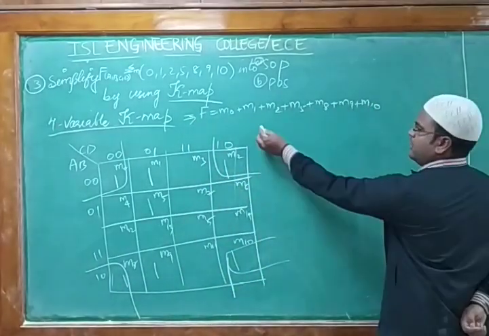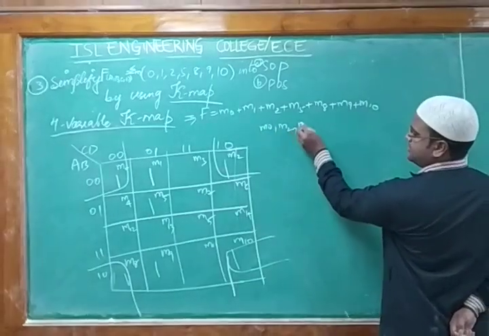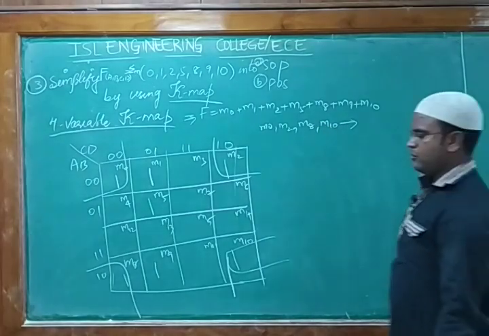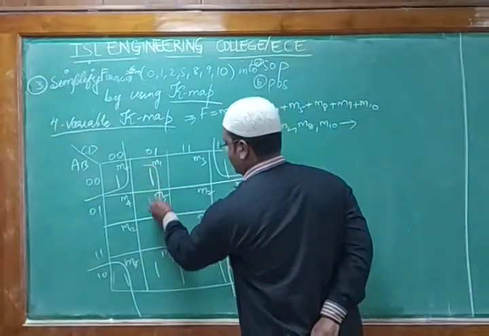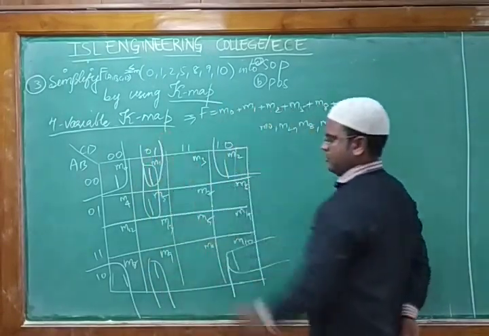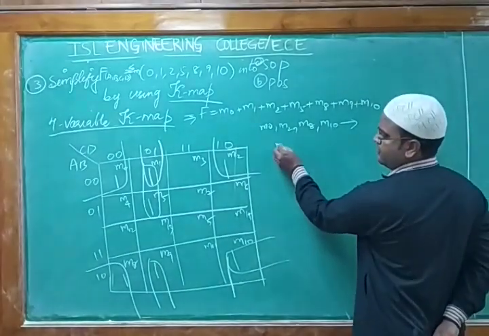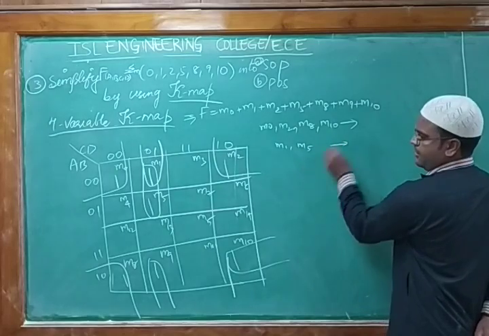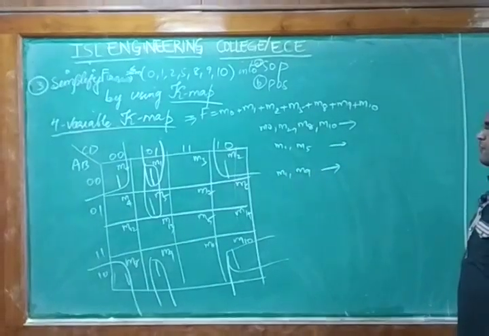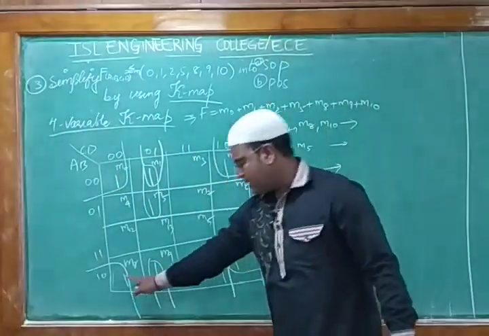So we got the first one: M0, M2, M8 and M10. Second thing we can do is combine these two, and this corner one and this one we can combine, because they belong to the same column. In the same way we can take it. So what is the next thing we have? M1 and M5. Next one, M1 and M9. So we can take it like this. So we are left with 0, 2, 8 and 10.